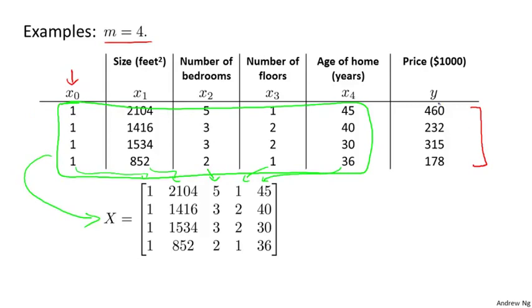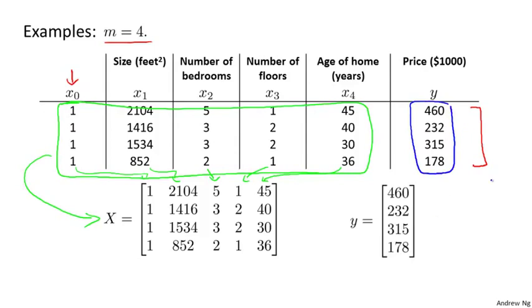And then I'm going to do something similar for y. I'm going to take the values I'm trying to predict and construct a vector, like so, and call that a vector y. So X is going to be an m by n plus 1 dimensional matrix, and y is going to be an m dimensional vector, where m is the number of training examples and n is the number of features. And I have n plus 1 because of this extra feature x0 that I added.